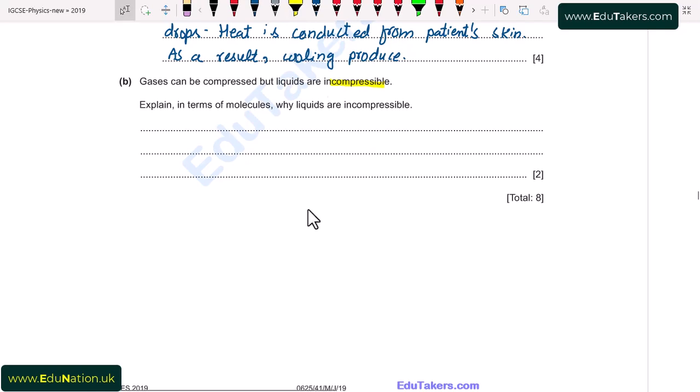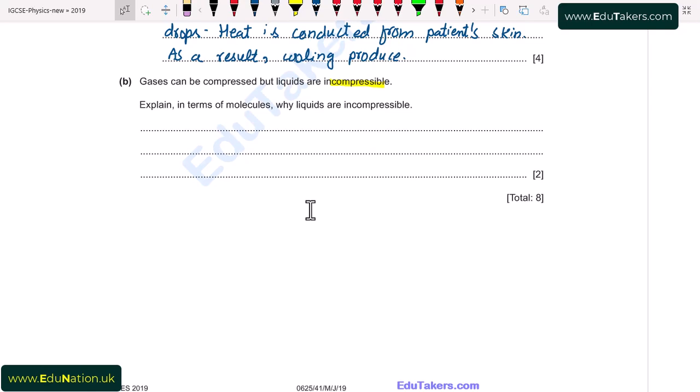Because we know that the molecules of gas are very far from each other. The distance between the gas molecules is very large, and the distance between the liquid molecules is very small. These molecules are touching each other and there is no space between them so that they can compress. And there are also large repulsive intermolecular forces between these molecules, so it is very difficult or even impossible to compress a liquid.